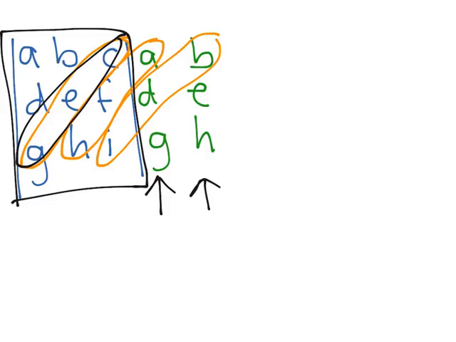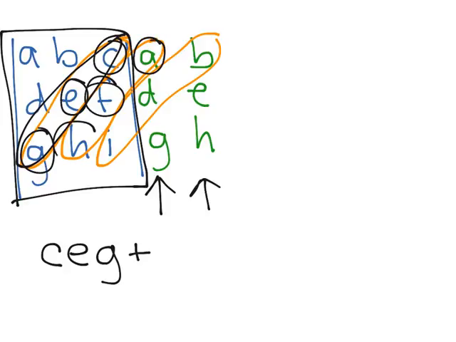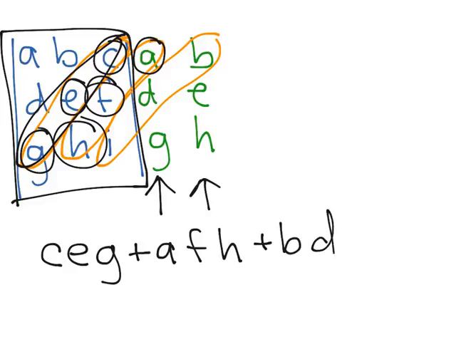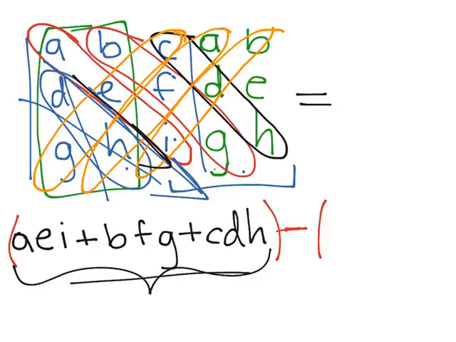So we find that the sum of these diagonals is C times E times G, so it's the product of the elements in this diagonal, plus the product of the elements of this other diagonal, A, F, H, and then plus the third diagonal, B, D, I. Remember that this whole summation will be subtracted from this summation right here. So we will have the result that the determinant of a 3 by 3 matrix is the following.